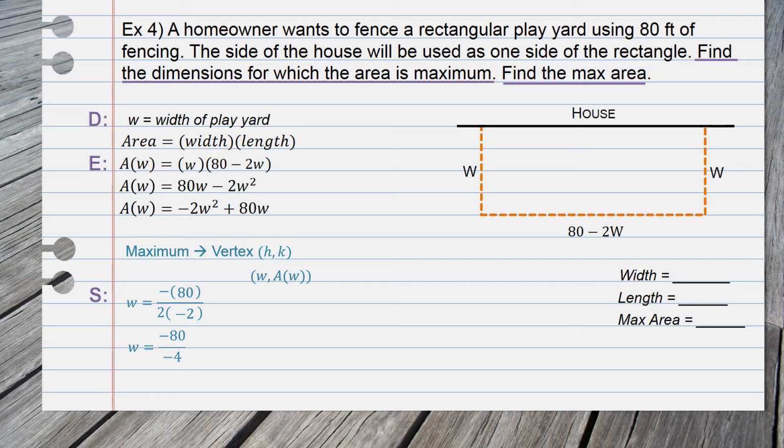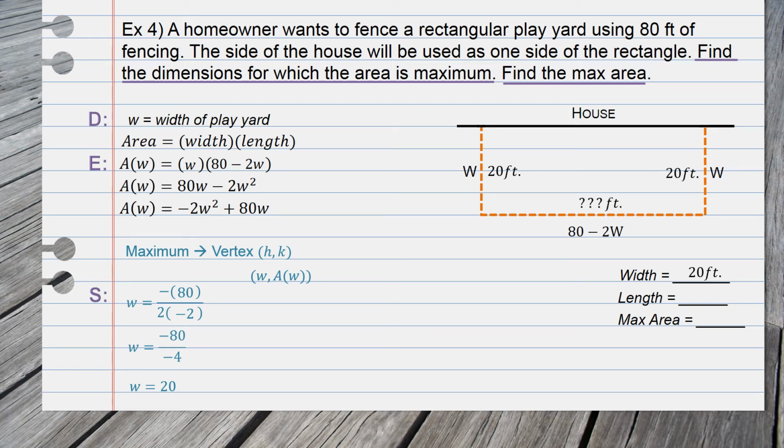Which we know divides to give us W equals 20. Well, what does that mean that W equals 20? Well, that means we just found the width. The width is 20 feet. Now go back to your figure. The side that has a W, you can now call that 20 feet. In the other side that has a W, you too can label that 20 feet.